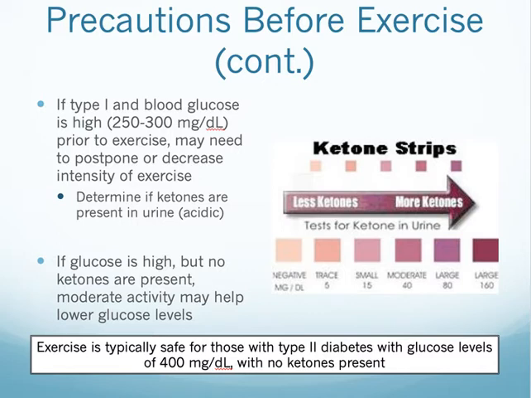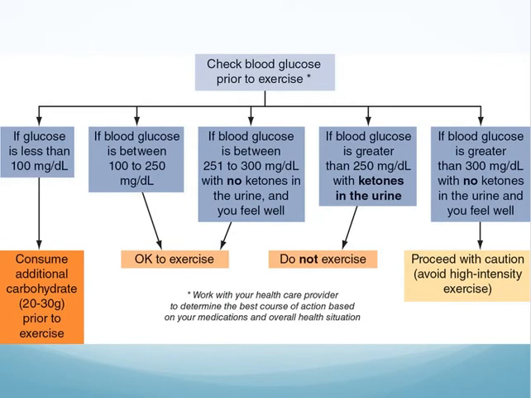Ketones are a byproduct of fat breakdown and make the blood more acidic, potentially causing ketoacidosis, a condition that, if ignored, can cause coma or death. In general, a person should use the decision-making flowchart provided when making decisions regarding exercise.